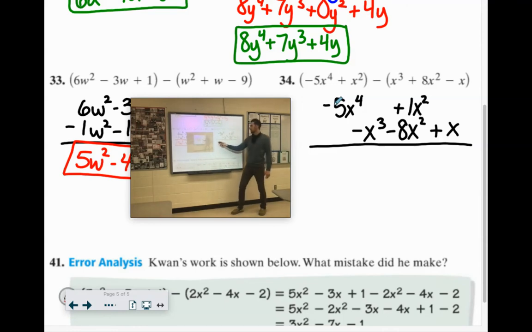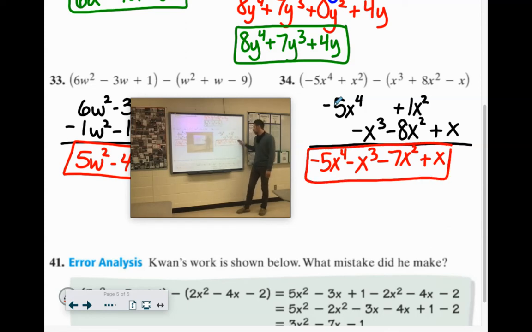So we'll bring down the negative 5x to the fourth. Oh, it's so much fun. We'll have the negative x to the third. 1x squared minus 8x squared would be negative 7x squared. And then we'll bring down our plus x.